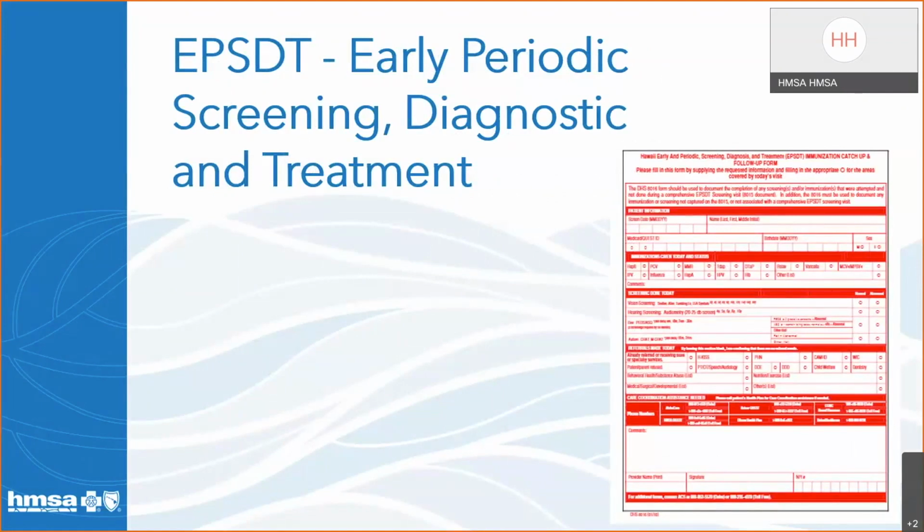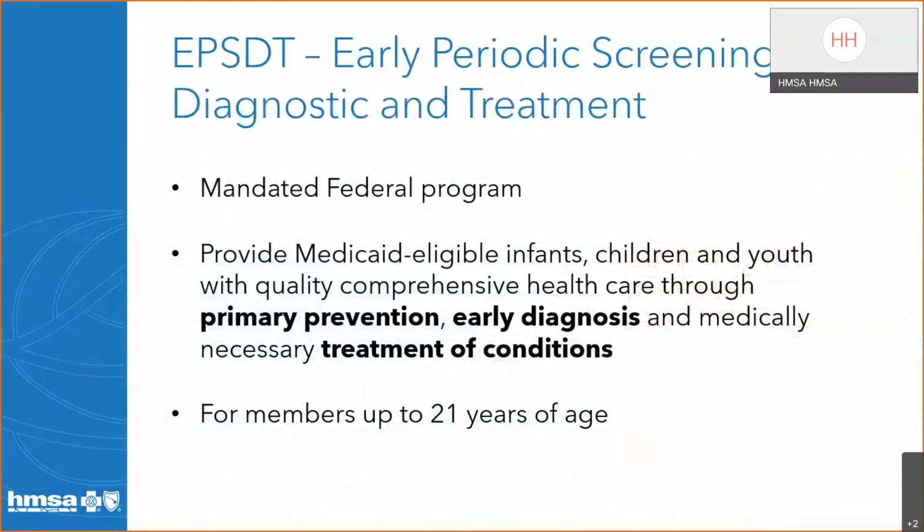The early and periodic screening, diagnostic, and treatment benefit provides comprehensive and preventive healthcare services for children under age 21 who are enrolled in Medicaid. EPSDT is key to ensuring that children and adolescents receive appropriate preventive, dental, mental health, developmental, and specialty services. EPSDT is a federally mandated program. HMSA will cover all medically necessary diagnostic and treatment services for behavioral health problems discovered during an EPSDT screening.